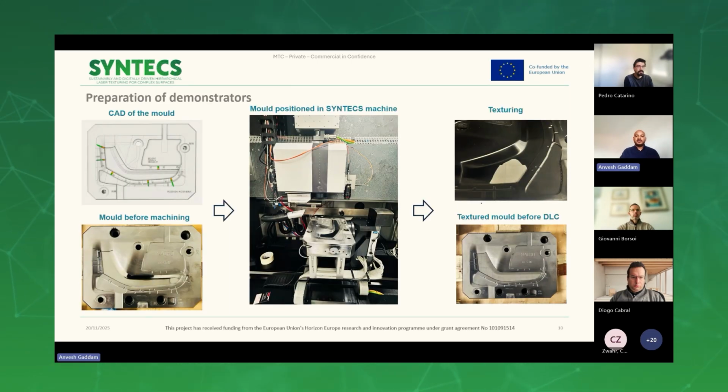So finally, after the coupon level testing is done, the same textures are produced on the actual demonstrator as shown in this particular slide. So the CAD of the mold is shown here. The mold before machining is also shown here, and this is where the mold portion was put in the SYNTECS machine and machined, and finally the mold was textured and it was ready for coating with the DLC before injection molding trials.